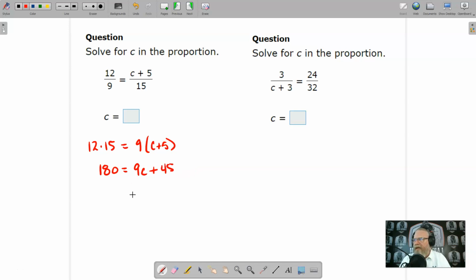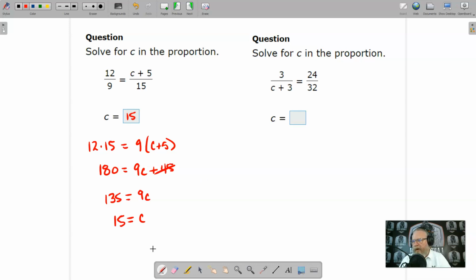Now I need to get the 9c by itself, because I have a two-step equation here now. So 180, and I'm going to subtract 45 from each side. That's going to cancel. Subtracting 45 is going to get rid of the positive 45 there. And 180 minus 45 is 135. And bring down the 9c. Now let's divide both sides by 9. 135 divided by 9 equals 15. So here I got an answer of 15.